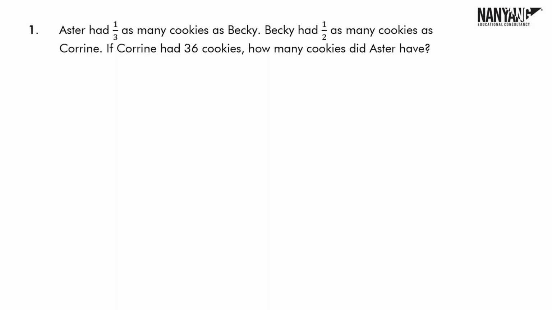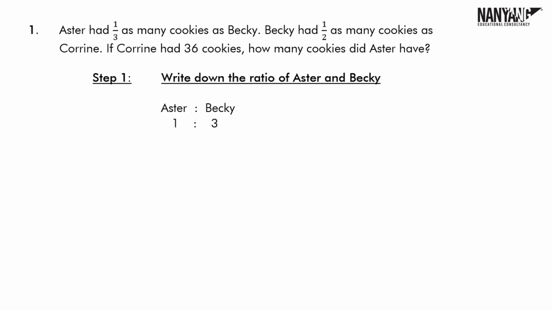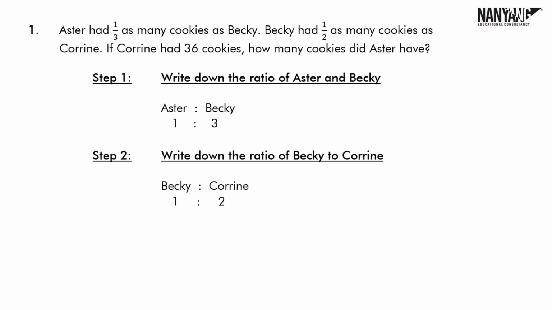So let's read this first question. Esther had 1/3 as many cookies as Becky. Becky had half as many cookies as Corinne. If Corinne had 36 cookies, how many cookies did Esther have? So first we want to write down the ratio of Esther and Becky. That will be 1:3. Next, we write down the ratio of Becky and Corinne, which would be 1:2.